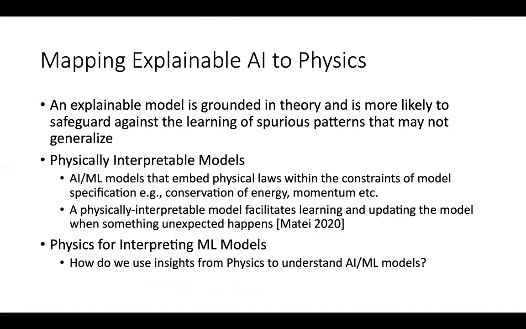So now moving on from the computing side to mapping explainability to physics. The idea is that an explainable model from the physics perspective should be grounded in theory, and the hope is that it's more likely to safeguard against learning of spurious patterns because the theory and physics would presumably encode constraints around these patterns within the theory itself. And so the question is, how can one use insights from physics to understand such models?